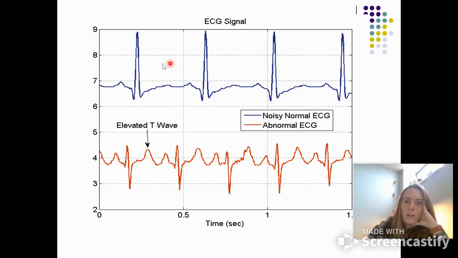So here would be a relatively normal EKG, ECG used interchangeably, by the way, and a more abnormal EKG down here. That's it.